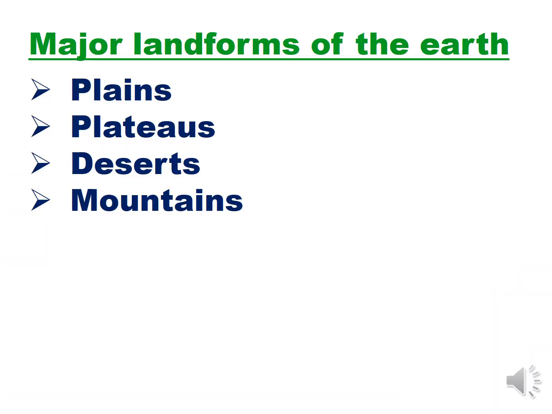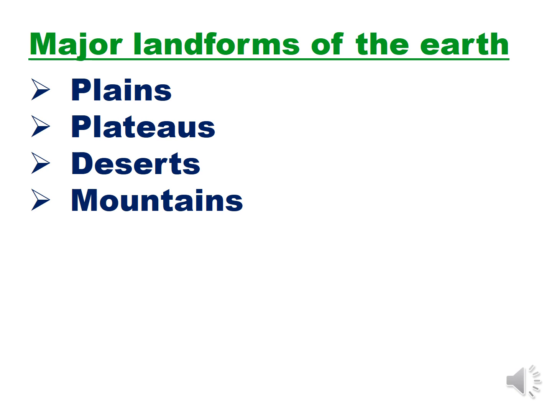Okay, next we will learn about the major landforms of the earth. Land is not all plain. Land has many different forms, and they are called landforms. The land covering the earth's surface is not uniform.